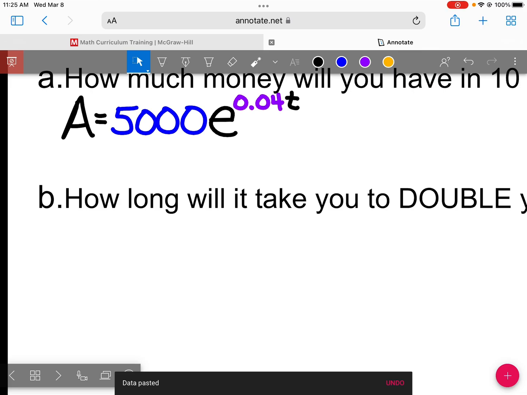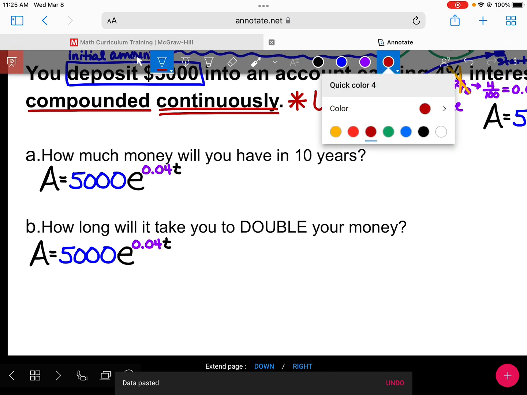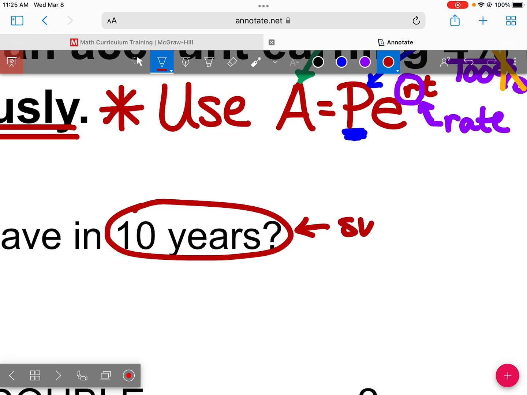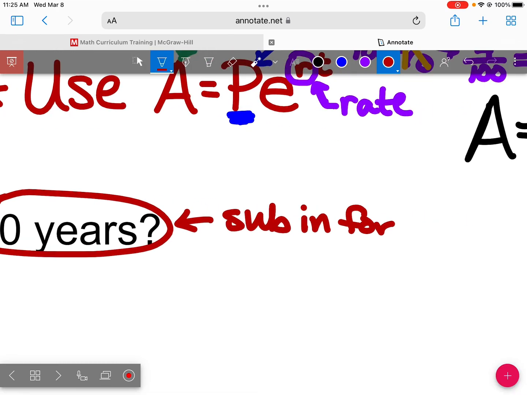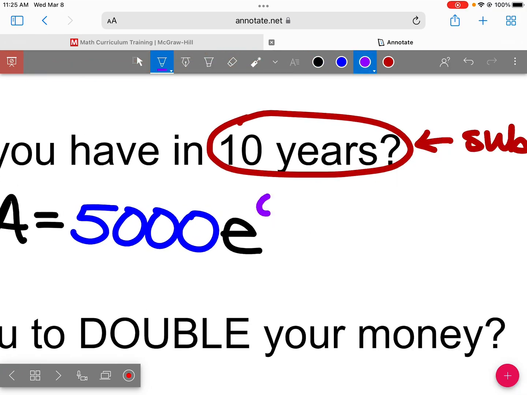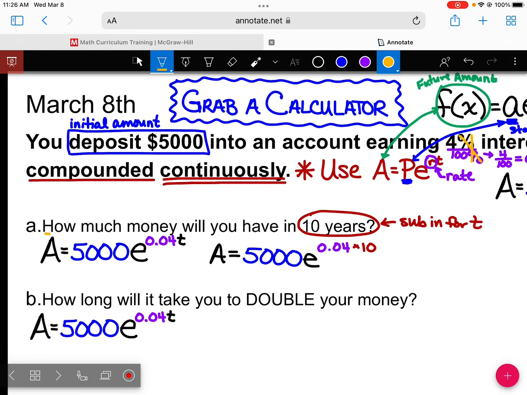Each piece, part A and part B, gives me a different piece of information. What additional information was I given in part A? Time. 10 years. So we're going to sub this in for T. So I would have A equals 5,000 e to the power of 0.04 times 10. What are we going to be finding by doing this? How much money will you have? Do you have it yet? No. So you're going to find a future amount.